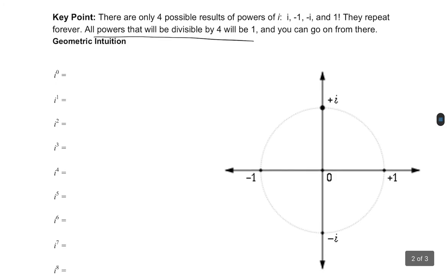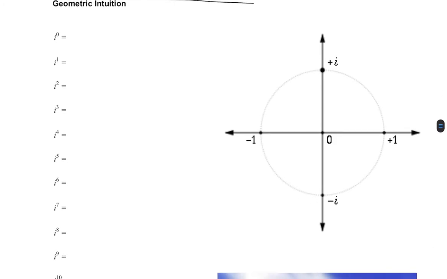There is a fun geometric intuition to this. So here's the geometric intuition, and then I'll show you what this looks like on Delta Math. Just to see this one more time, i to the 0. Anything to the 0 power is 1. That's just a mathematical fact. And so this right here, if you were to imagine this is your complex plane, remember you got your real numbers and you got your imaginary numbers.